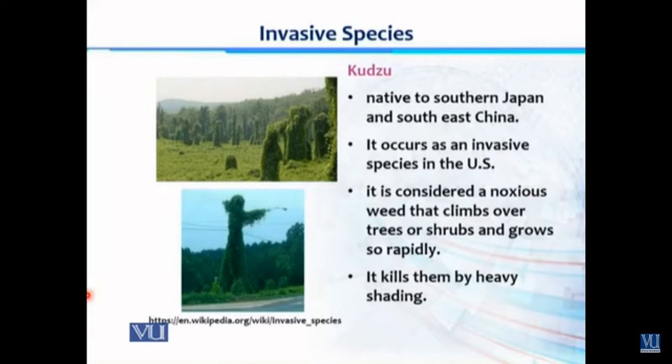And now what happened, now it is considered as a noxious weed because of its rapid growth, it quickly takes over the whole area, the whole habitat. Even larger trees, electric poles, anything, whether they are houses, it wraps them up very rapidly.